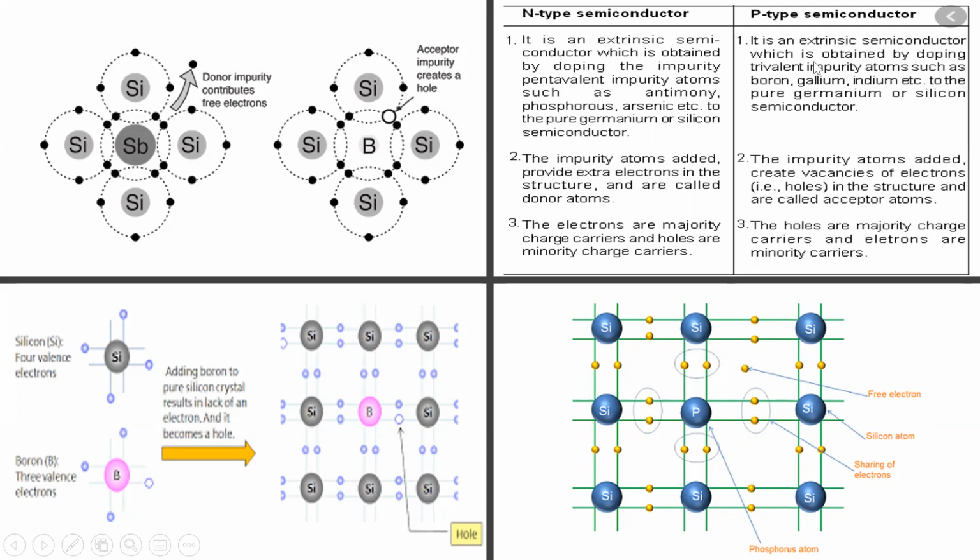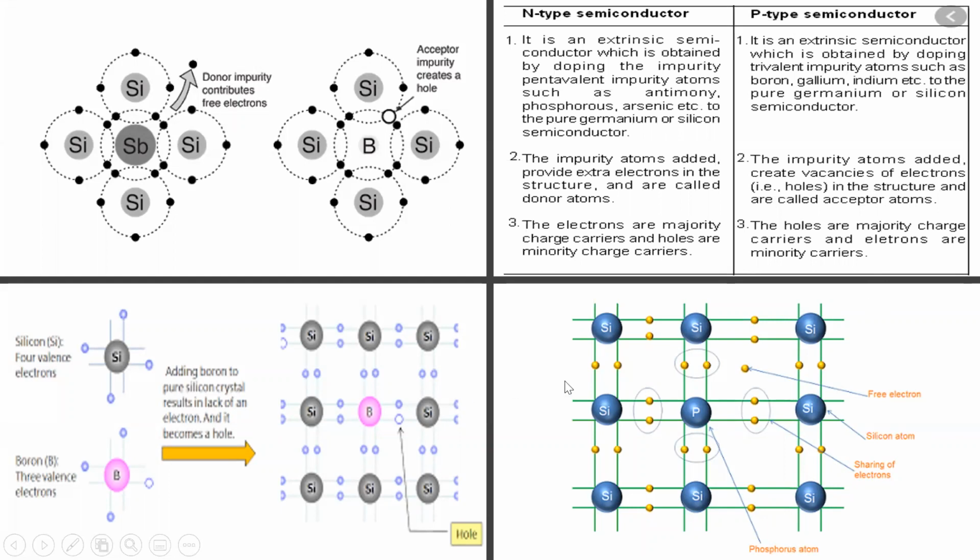So an extrinsic semiconductor, which is obtained by doping a trivalent impurity atom like boron, gallium, indium, etc., to pure germanium or silicon semiconductor, is a P-type semiconductor. And the impurity atoms added create vacancies of electrons, which are called holes in the structure, and are called acceptor atoms. Why acceptor? Because it can accept an electron from the neighboring atoms. And the holes are the majority charge carriers and electrons become the minority charge carriers.